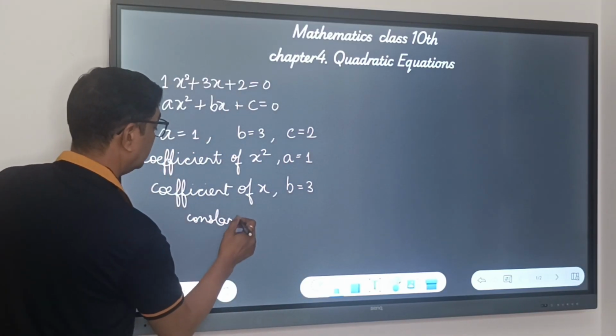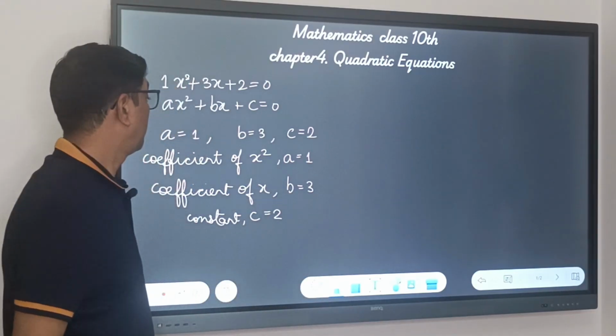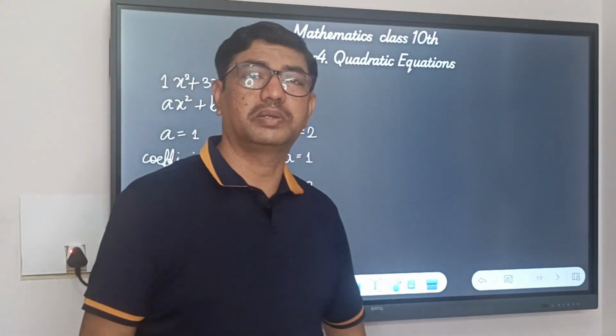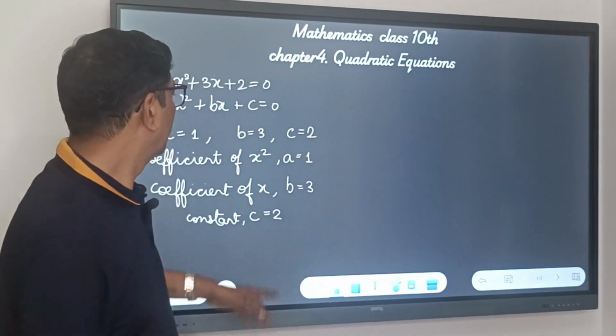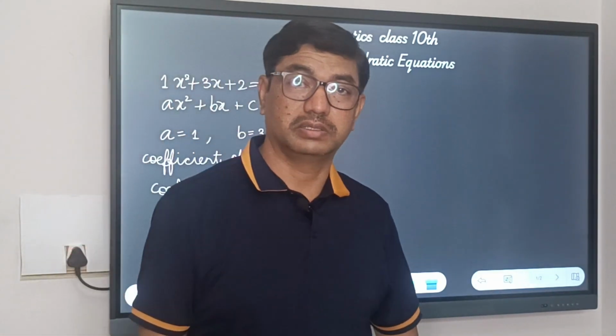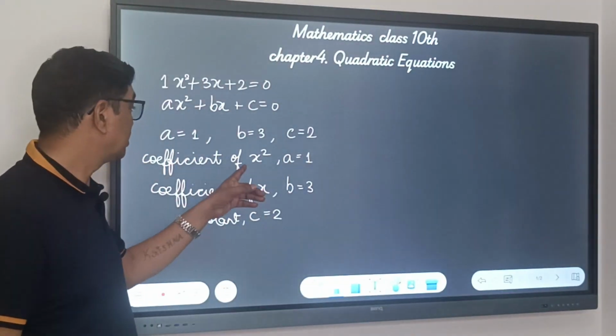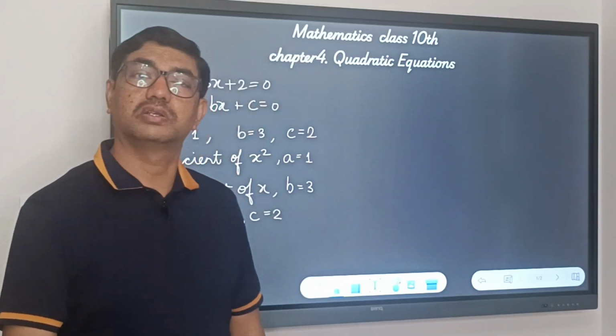Is it clear for you? So c is equal to how much? 2. You have to write all the steps. Every time you have to compare with the general equation. For any quadratic equation, you have to write ax square plus bx plus c, compare with that, and then mention the coefficient of x square, the coefficient of x and the constant.